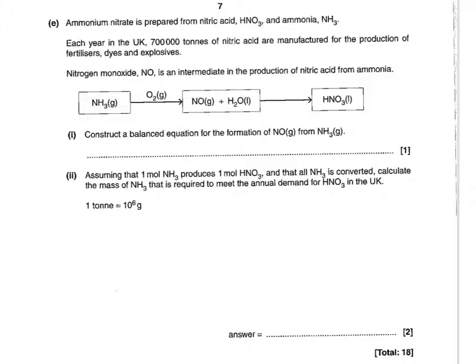This one, although it looks difficult because it's talking about large amounts like tons, all you have to remember is tons are no different to grams. 1 ton is 1,000,000 grams, as you can see further down. You can use that to scale down to grams and then do your mole calculations. But the first thing to do is to look at the first part of the question. It says construct a balanced equation for the formation of nitrogen monoxide from ammonia, in other words, that part of the flow chart.